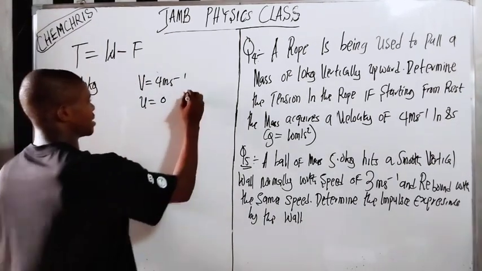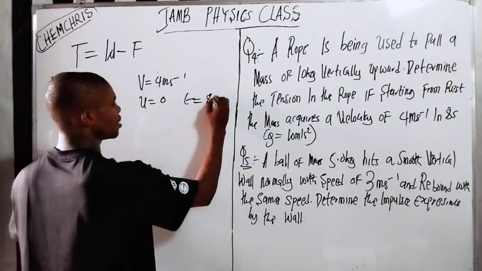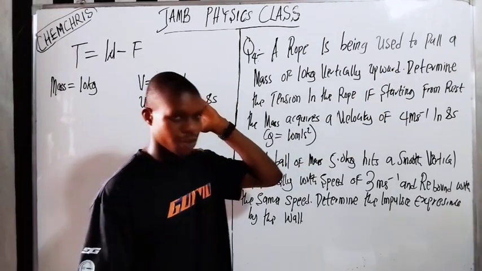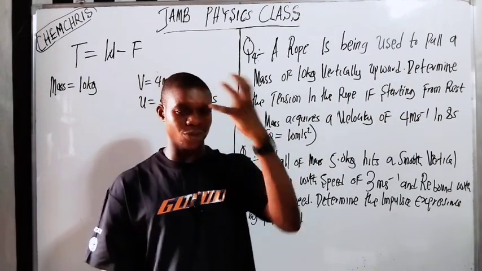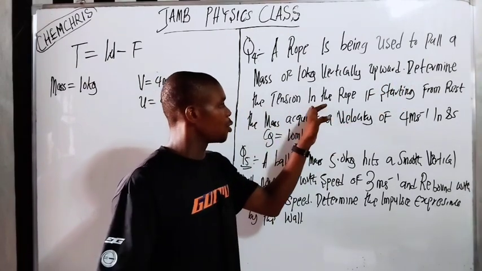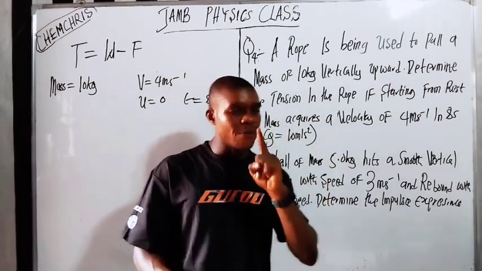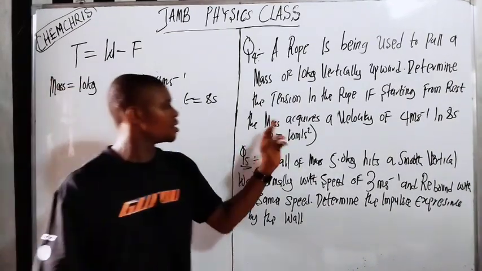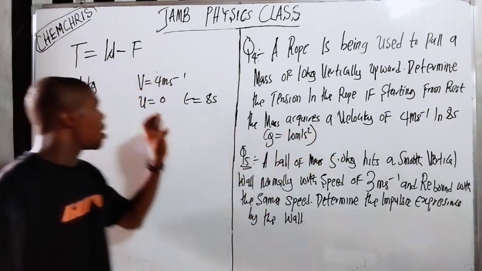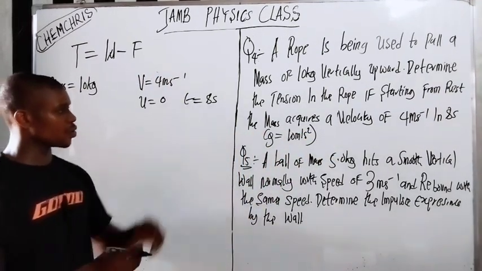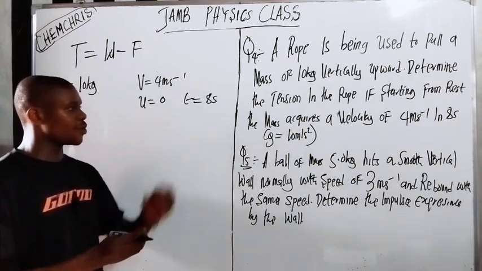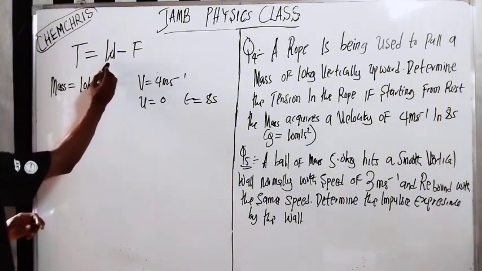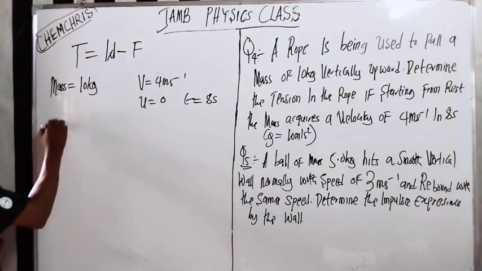Now the time it takes is 8 seconds. So you need to pay attention to all the statements here, because you are going to use what is put here. Determine the tension in the rope if started from rest. So the initial velocity is 0. The mass acquires a velocity, so my final velocity is 4 meters per second. My time is 8 seconds here. So how do we calculate the force? First of all, you need to calculate force. Now force equals what?